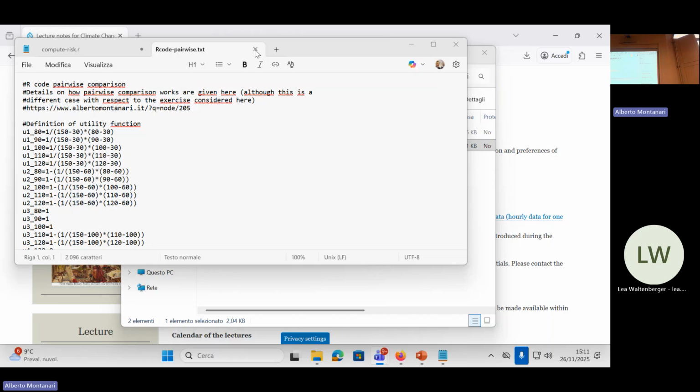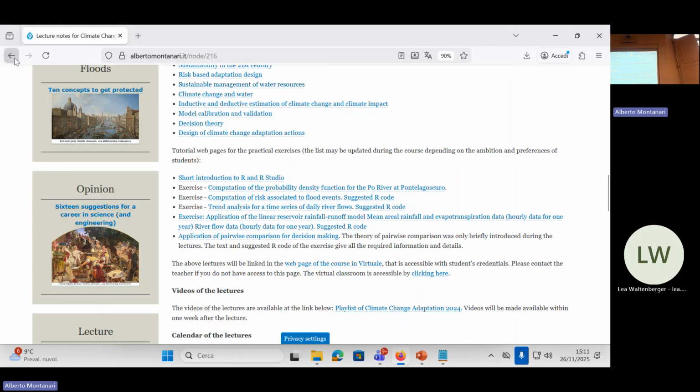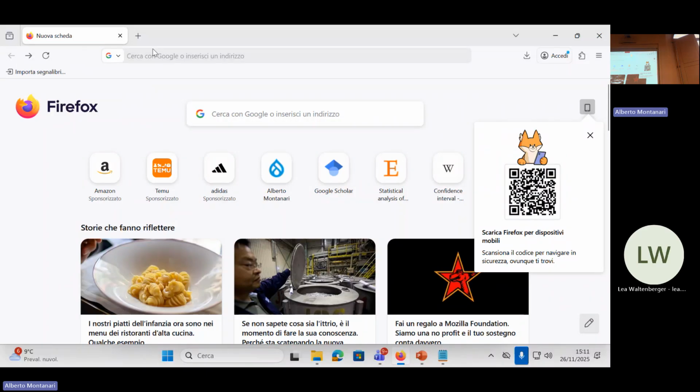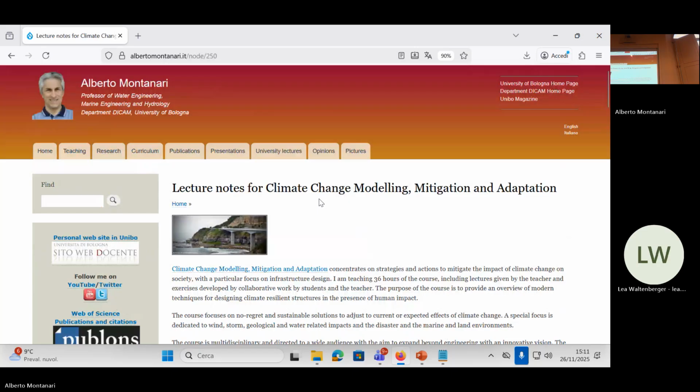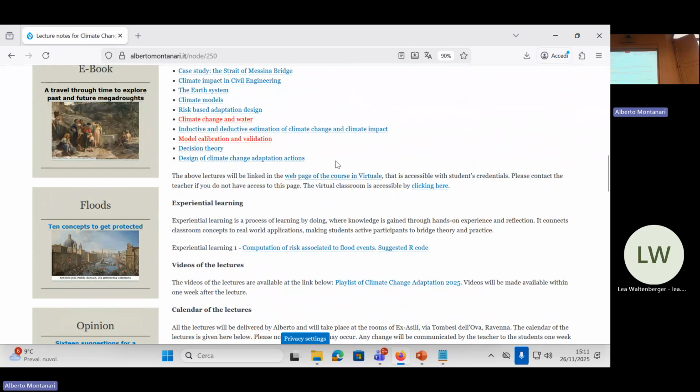So you will find, starting from tomorrow, besides the videos of today, let me just go back to our webpage. You will find here in red this link, Design of Climate Change Adaptation Actions. We didn't discuss this, so I put it in red. And here you will find a second experiential learning, the pairwise comparison, which I need to link here. This is the computation of risk that we did previously, and I needed to put here the pairwise comparison.